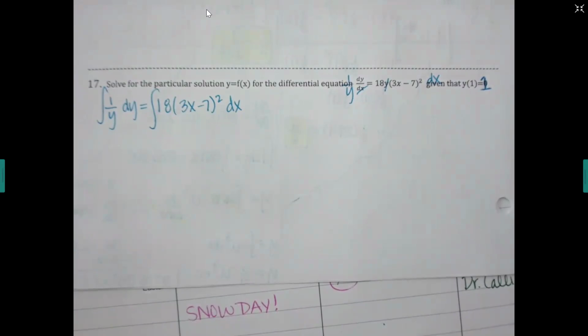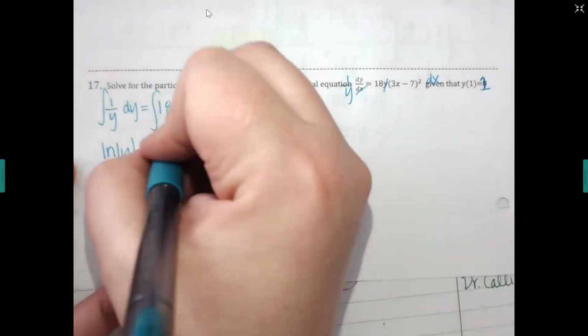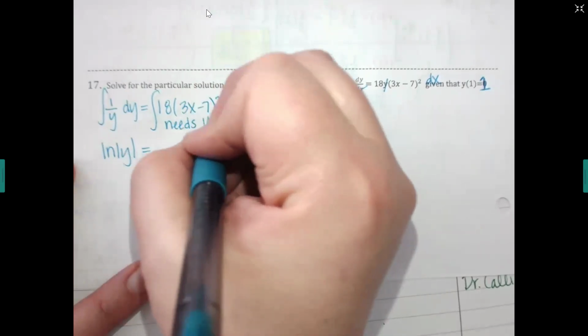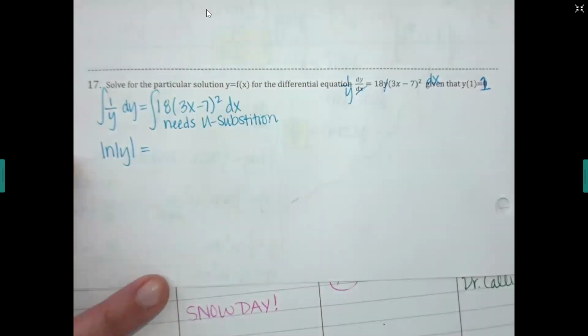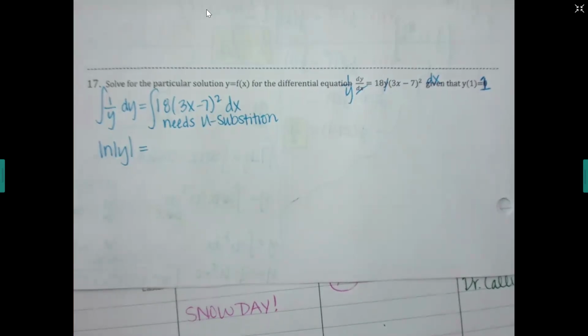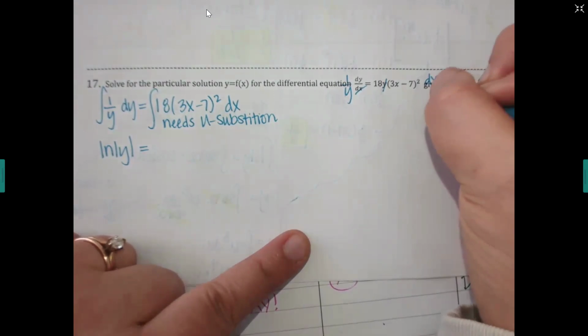Okay, from here, you're gonna do the integral of 1 over y. What is it? It's a special, ln y. And on the other side, what do I need? What does this side need? Okay, it needs u substitution, because it's not just an x squared, it's some x stuff together and then squared. So what would my u be on that right-hand side? 3x minus 7.